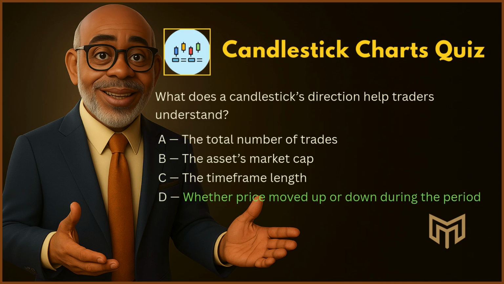The correct answer is D, whether price moved up or down during the period. The direction shows if buyers were in control or sellers were in control, making it easy to see the overall movement at a glance.